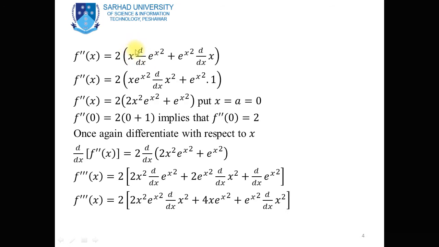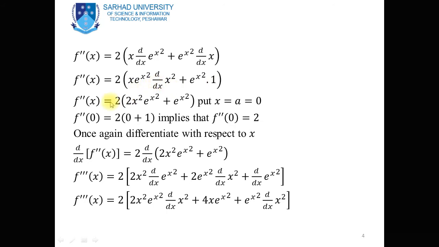Like you see over here, first function times derivative of second function plus second function, which is e power x square, times the derivative of first function. So x as it is, and the derivative of the exponential function is the exponential function as it is, and further the derivative of the argument, the derivative of x square with respect to x, plus e power x square, and the derivative of x is equal to 1.